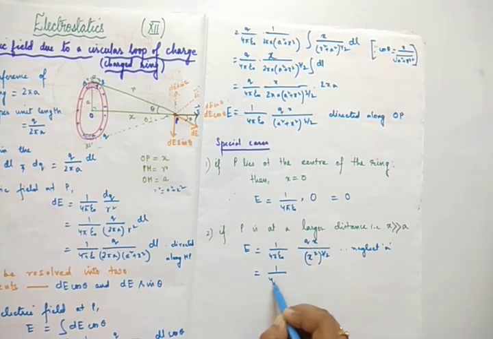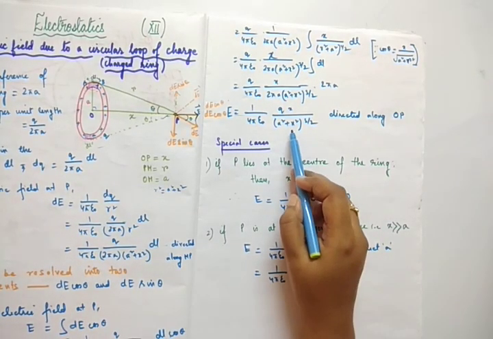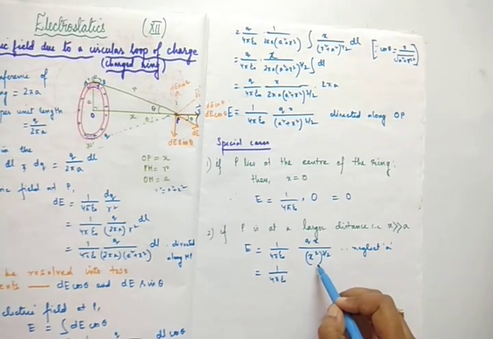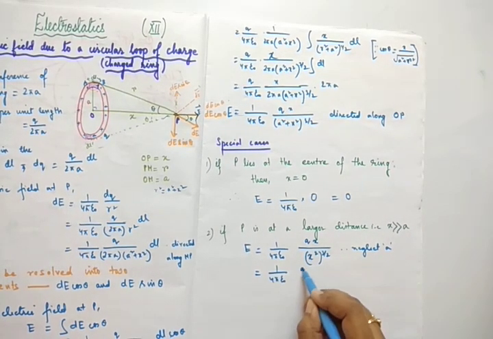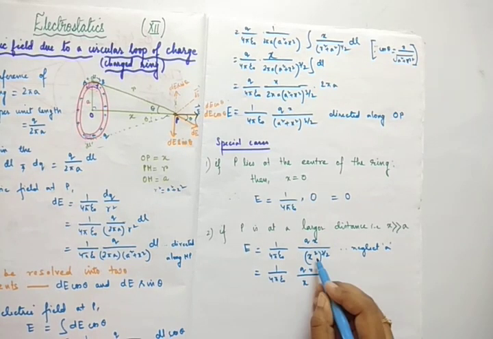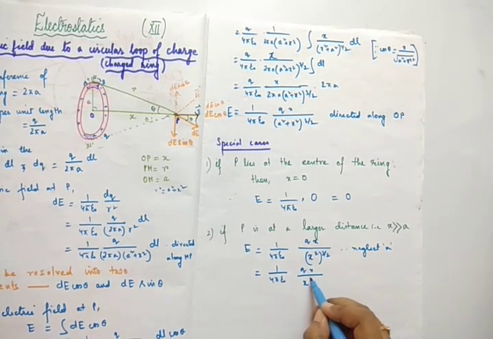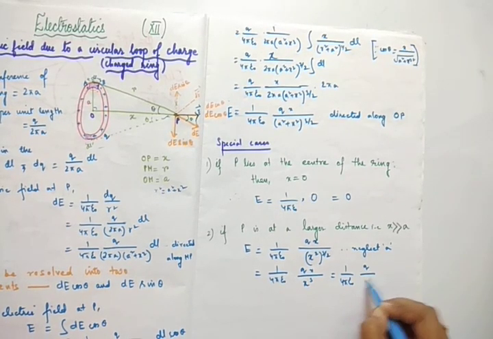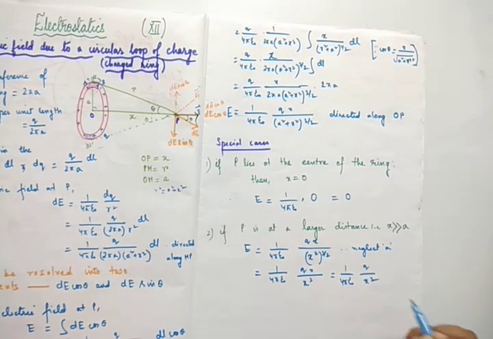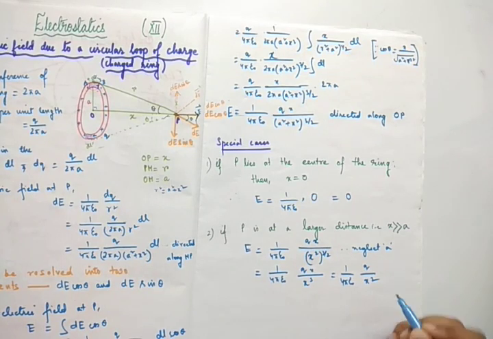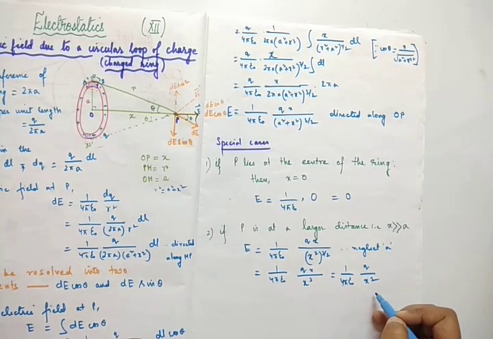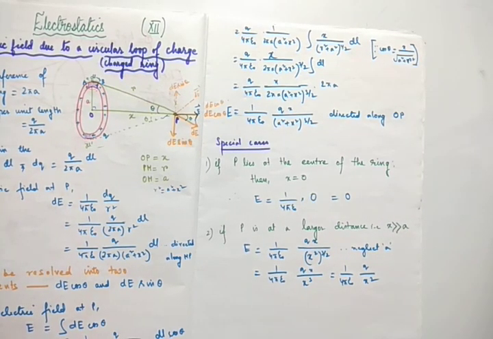So what will we get? If we neglect a, we are left with x square, to the power 3 by 2. So Qx by x to the power 3; the 2 and 2 get cancelled. What remains is x cube, so the final answer is Q by x square. This is the formula of electric field when P is at a very large distance from the ring.